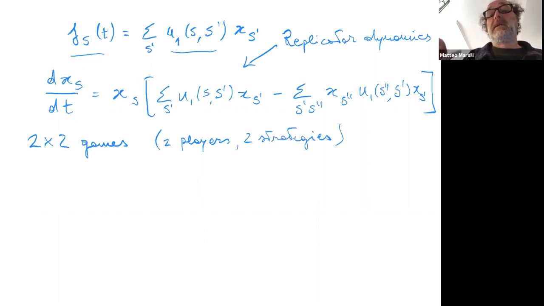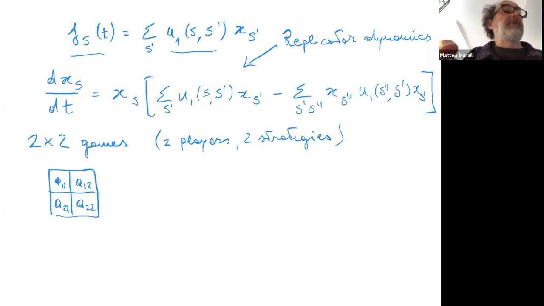Then in every case, you can write these games in a form with payoffs A11, A12, A21, A22. These are the payoffs for strategy one and strategy two, and these are the payoffs for player one. And the payoff of player two is just the transpose of this matrix. Okay.